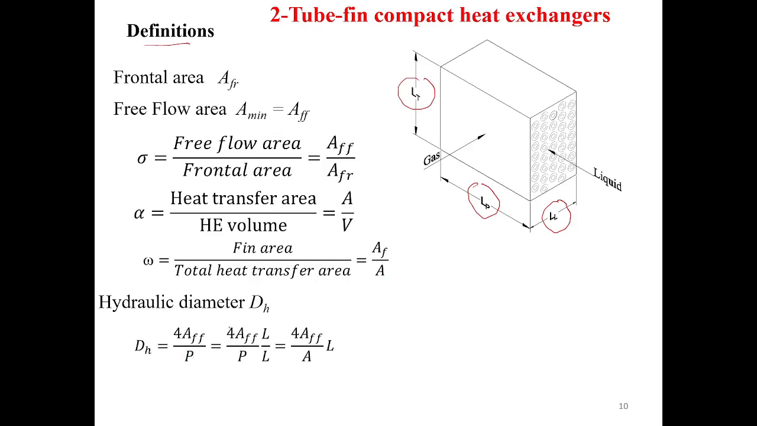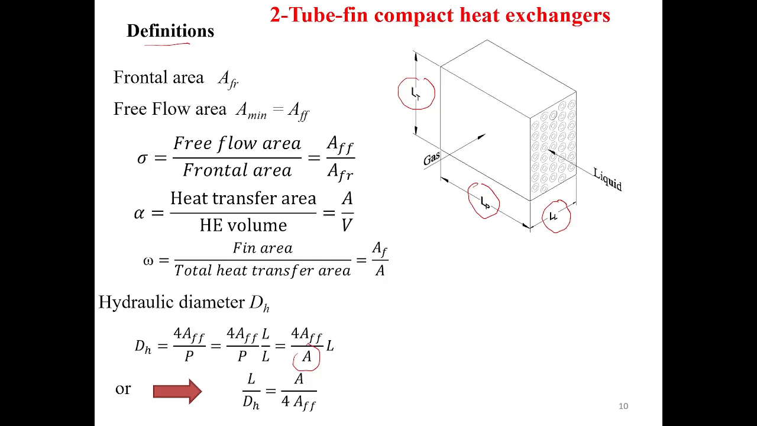by the perimeter. If you multiply this equation by L and divide by L, you get what we call the area here, and then you have 4 AFF, which is the free flow area, multiplied by L. This relation is going to be used later when we talk about the rating or sizing of compact heat exchangers.